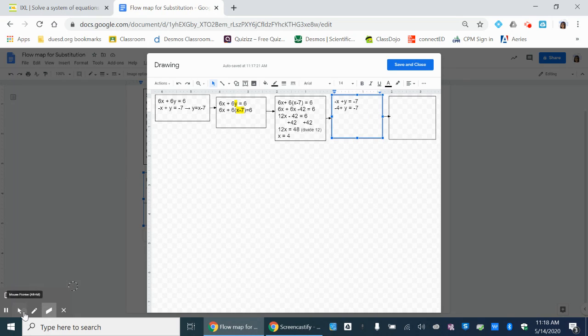So now I will type it out. And I am going to add 4 to both sides, so over here and then over here. So then negative 4 plus 4 cancels out. So I'll go ahead and put y equals negative 3.